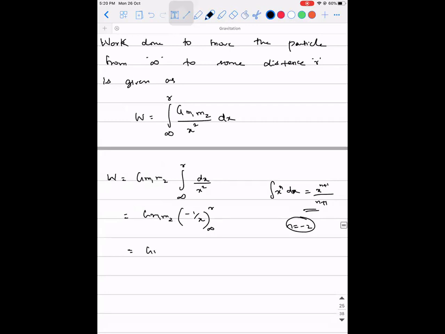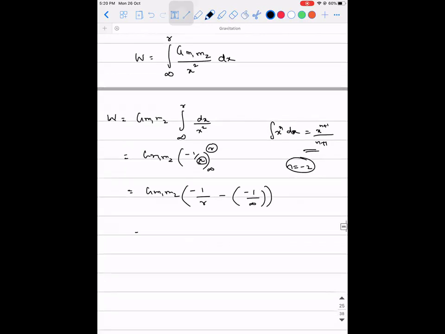Once you get G m1 m2, then minus 1 divided by x; in the place of x, substitute the upper limit, minus 1 by r, minus of minus 1 by the lower limit, that is infinity. So the final answer will come out as minus G m1 m2 divided by r. This is the work done. And remember, this work done is what is going to get stored in the form of gravitational potential energy.